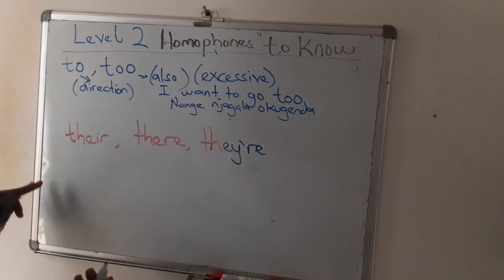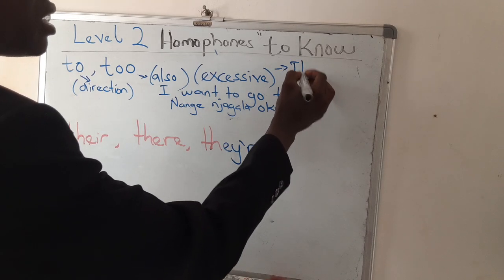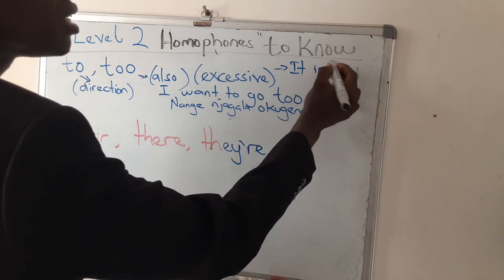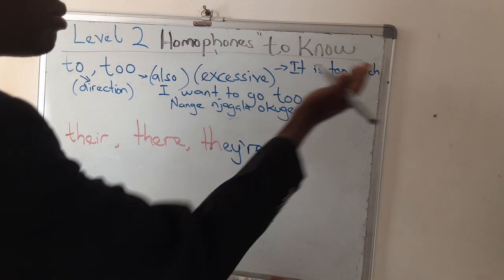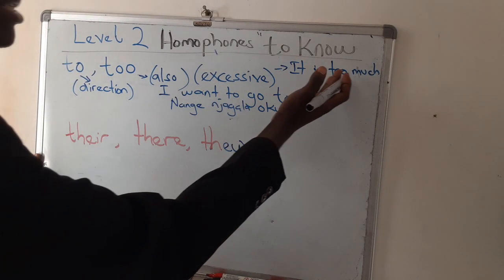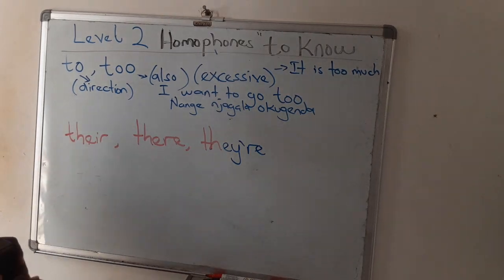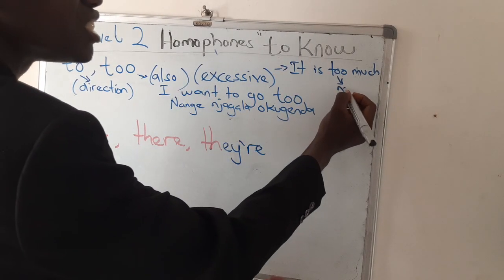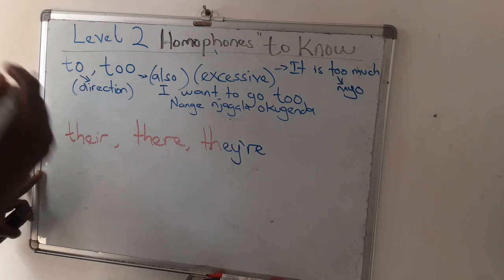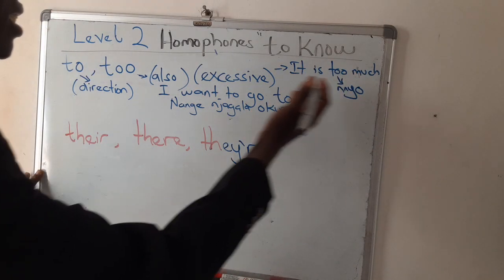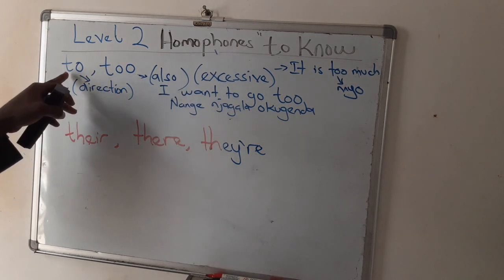So for excessive, ekintu nga kingi. For example, it is too much. For example, the pain is too much. Obulumi bungi nnyo. Okay? Too. Ekintu nga kingi nnyo. The pain is too much. Excessive. Ekintu nga kingi nnyo. Too with double O. Whereas this to, it means direction.